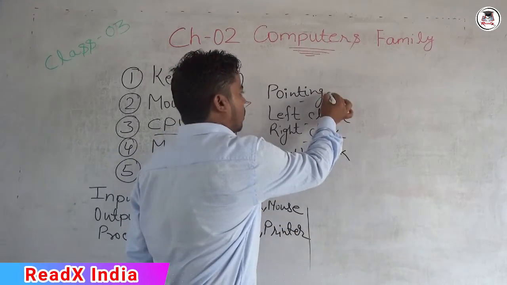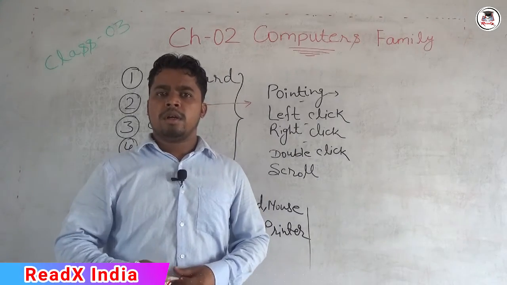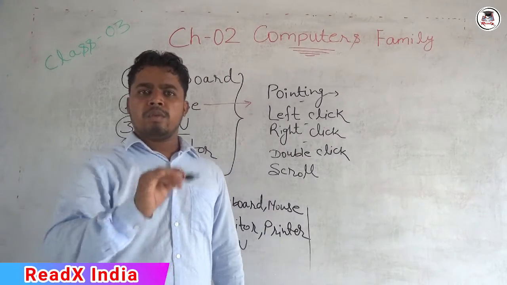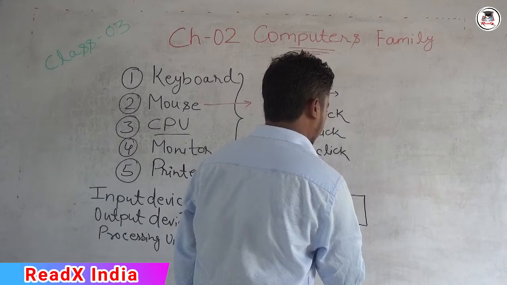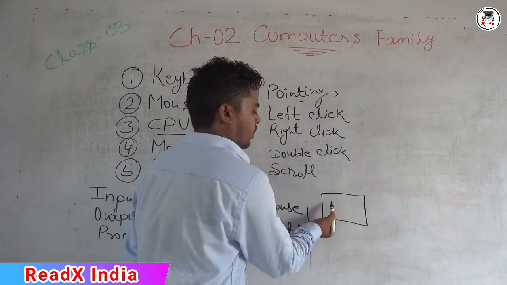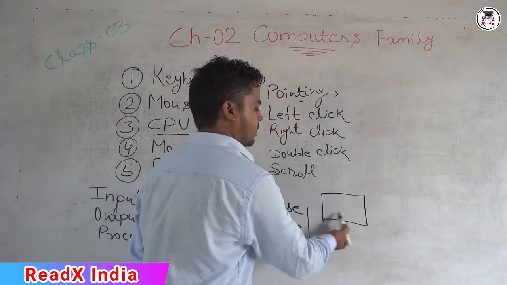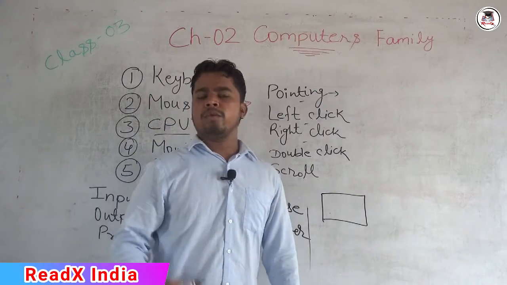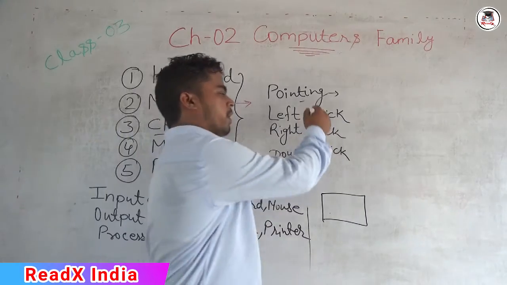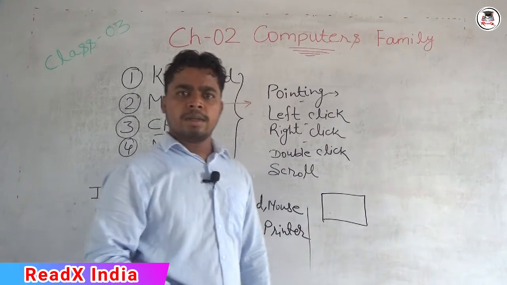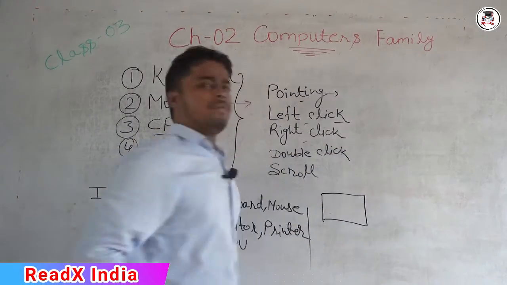First of all, pointing. Basically it refers to the particular place where the cursor is pointing. Suppose we have this screen, and you are moving your mouse cursor from here to here, like this. Anywhere you move it, that particular place is known as pointing. It refers to the point at which your cursor is present.